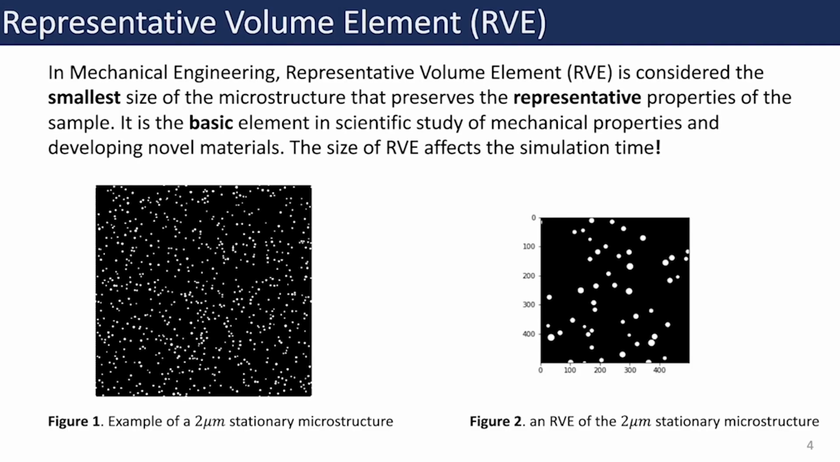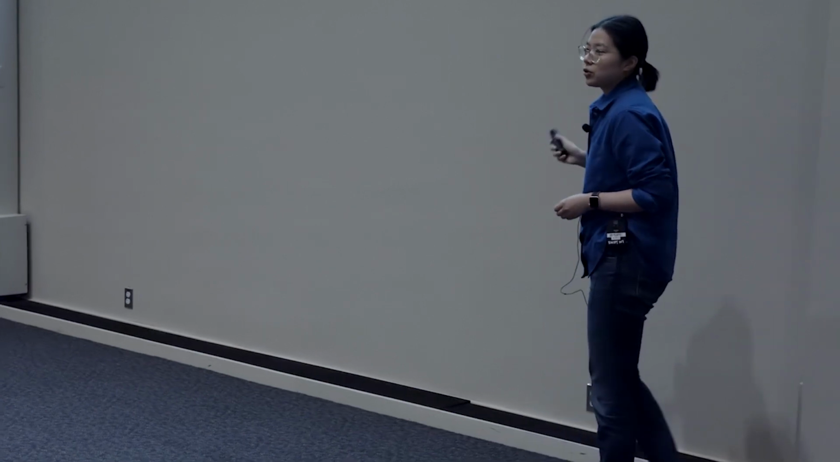But on the right, this image is an RVE of the 2 micrometer stationary microstructure. It's 1/16 of this one. If you run your simulation program on it, it will take around 5 to 10 minutes. So, long story short, this RVE can cut your simulation time by about 90%, but it still gives you the properties you are interested in.